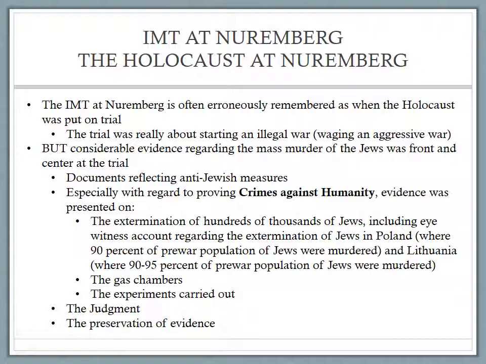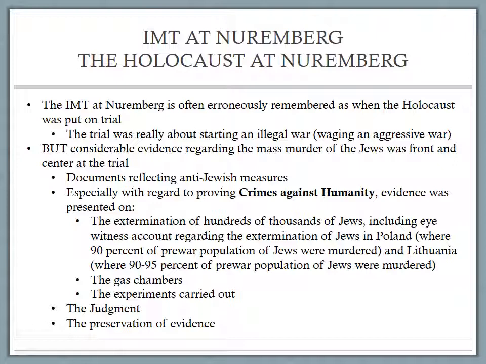There was eyewitness accounting of the extermination of Jews in Poland, right, where 90% of the pre-war population of Jews were murdered, and also in Lithuania, where 90 to 95% of the pre-war population of the Jews were murdered. There was evidence about the gas chambers. There was evidence about the experiments that were carried out on the targeted groups. And in the judgments at the IMT, there was an entire section dedicated to the persecution of the Jews, which included these early estimates that have now been confirmed of 6 million Jews murdered during the Holocaust.